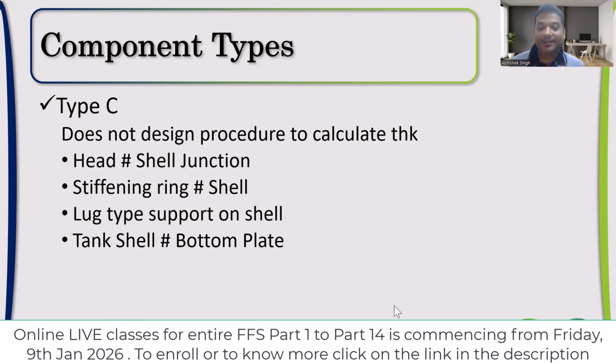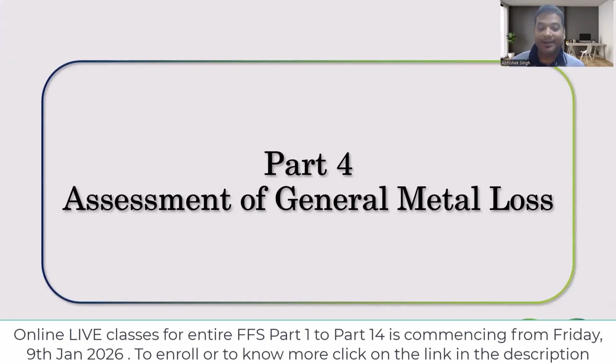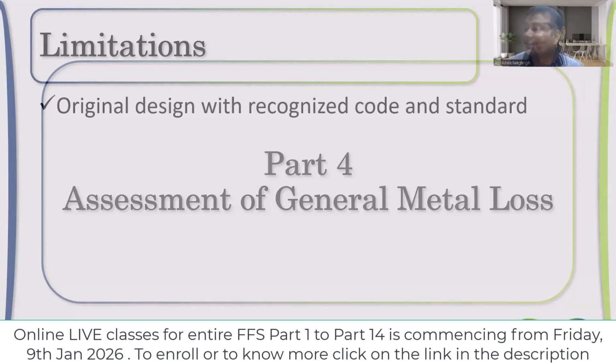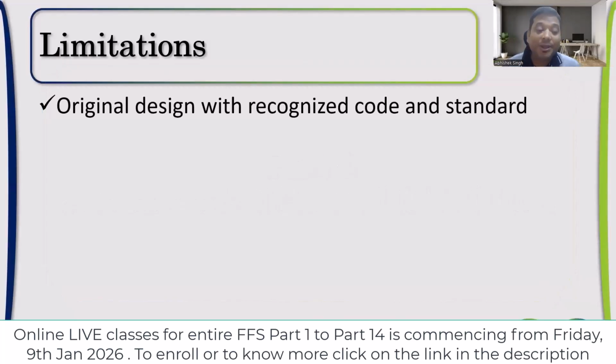Great. Moving further, we have covered all the basics, and we can start with Part 4, assessment of general metal loss. It's a very simple calculation. We'll also take one example and do the calculation, but first we'll see the theory part of it. First of all, we'll talk about the limitations. Not everything can be analyzed by Part 4. You need to meet certain limitations, so we'll talk about what they are.